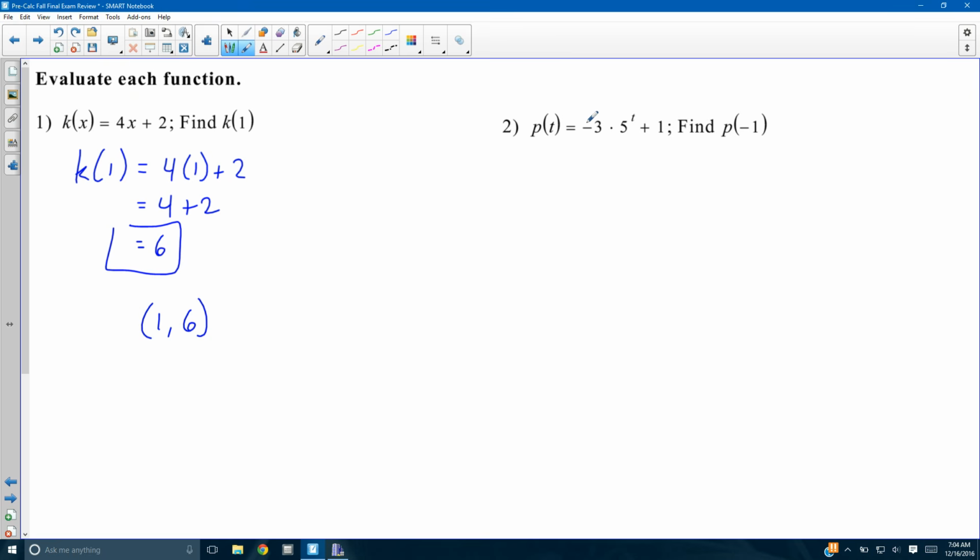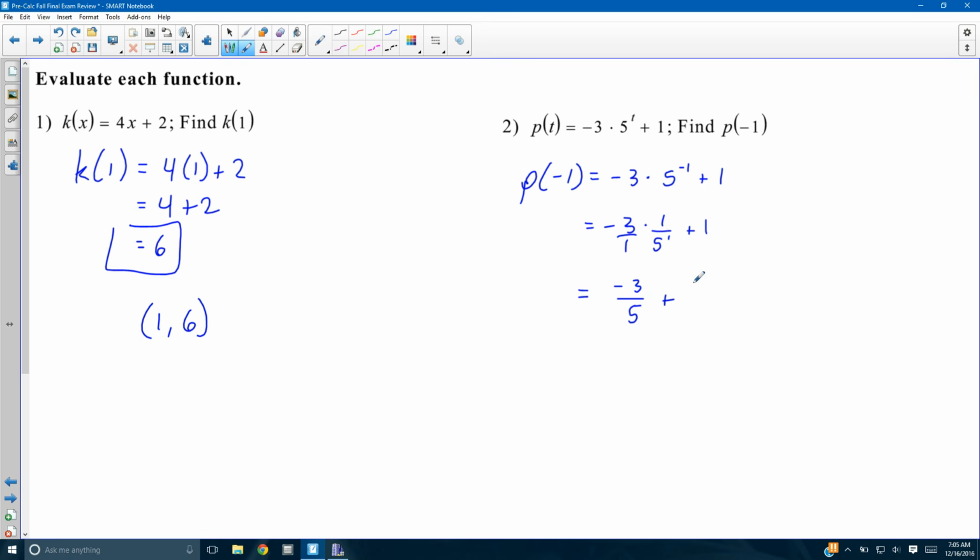Number 2, p of t equals negative 3 times 5 to the t power plus 1. Find p of negative 1. Negative 1 is going to take place of t here. I have negative 3 times 5 to the negative first power plus 1. Negative 3 can't multiply with 5 until 5 gets raised to the negative first power here. So it'll be negative 3 times 1 over 5 to the positive first power plus 1. Negative 3 is negative 3 over 1. Negative 3 times 1 is negative 3. 5 to the first is 5. 1 times 5 is 5. That's negative 3/5 plus 1.